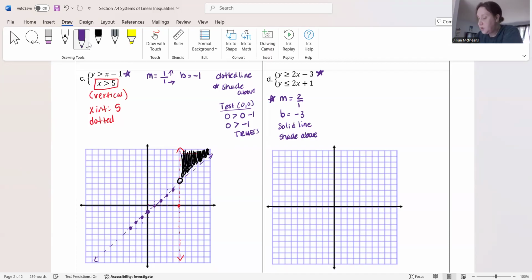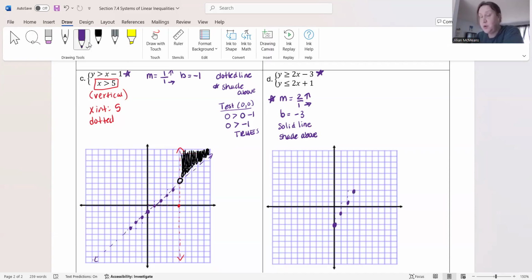Okay. So let's see. At the origin, I don't go left or right. I do go down 3 for my y-intercept. And then to apply my slope, since my slope is 2 over 1, I want to go up 2 to the right 1. So I'm going to go up 2 to the right 1, up 2 to the right 1, up 2 to the right 1. Do that a few times.